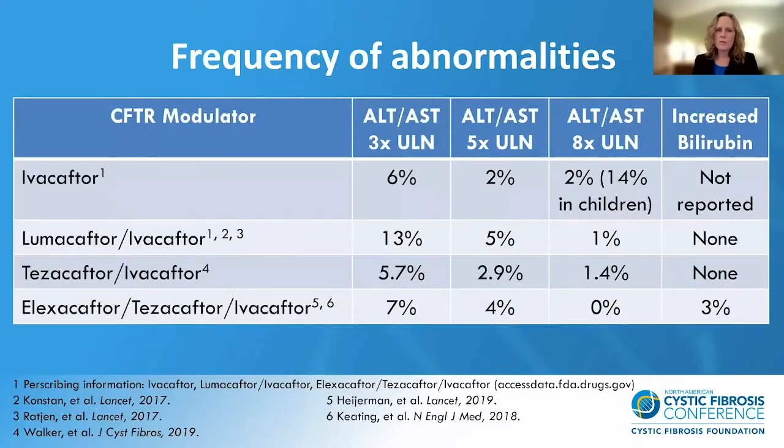This table shows the frequency of liver function test abnormalities from the placebo-controlled trials for all of these medications. And you can see that all of them have a small percentage of patients who do have liver function test abnormalities, sometimes up to 8 times over the upper limit of normal. Only Elex-Tez-Iva had bilirubin increased in the placebo-controlled trials and in the prescriber information, although bilirubin elevations have been seen with the other medications as well.